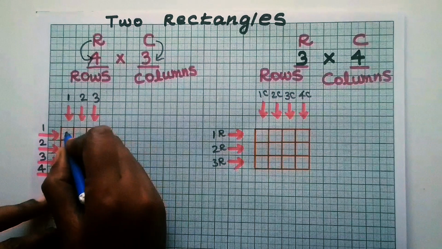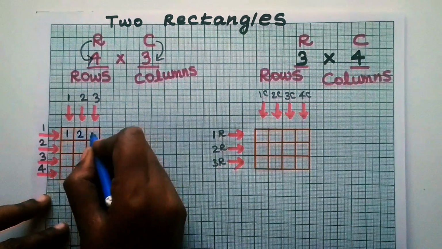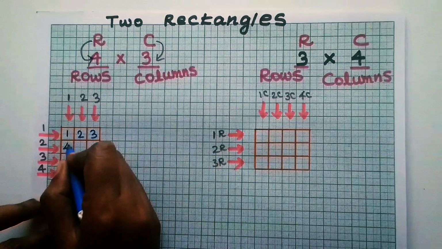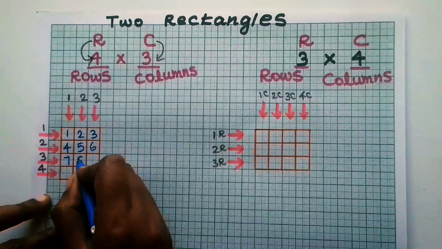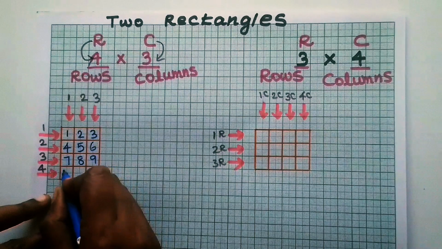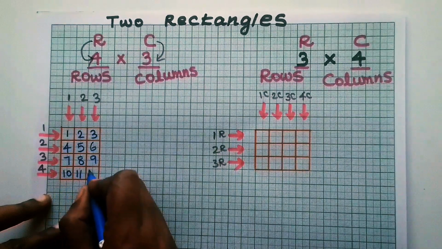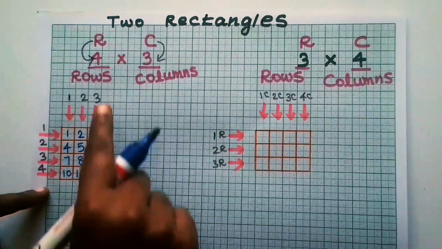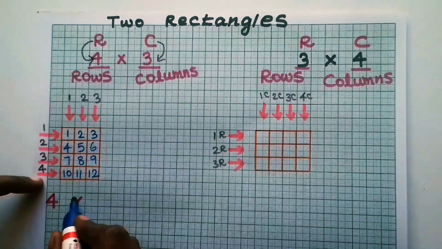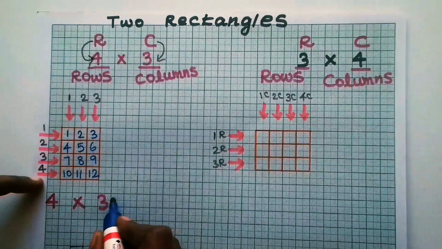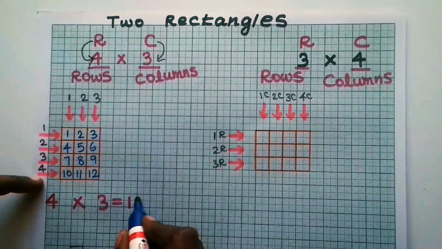Let us count the number of squares in the first rectangle, that is 4 cross 3. 1, 2, 3, 4, 5, 6, 7, 8, 9, 10, 11, 12. We have 12 squares in the 4 cross 3 rectangle. So 4 cross 3 equals 12.